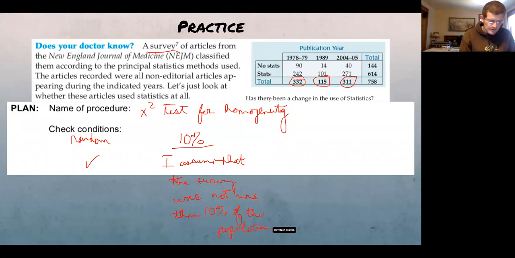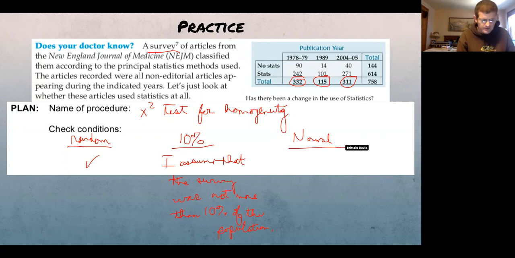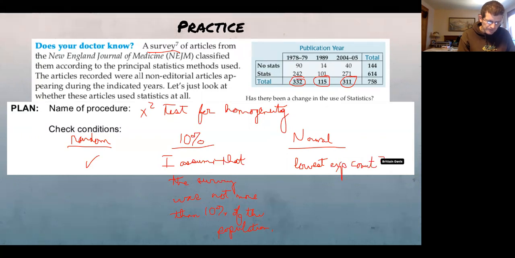Okay, so at least we're justifying our own thought process. All right, the last one, normal. Now we can't answer this one until we know the expected counts. And remember that our rule here is that our lowest expected count has to be greater than or equal to 5.